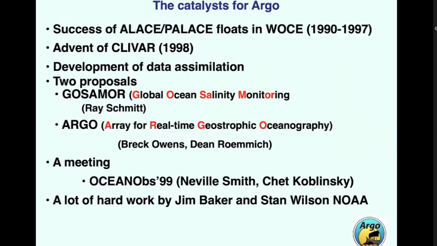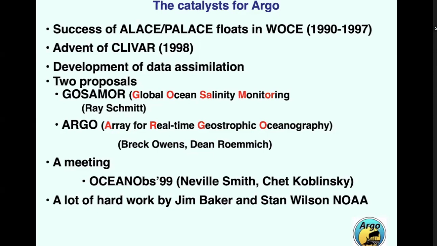And so here are the catalysts for the Argo program. The success of the ALICE and PALICE floats in WOCE, the advent of CLIVAR, which enabled us to continue WOCE-like measurements beyond the 1990s, and two proposals that were put forward. One called Gossamer, Global Ocean Salinity Monitoring, put forward by Ray Schmitt, and the Argo Array for Real-Time Geostrophic Oceanography, put forward by Breck Owens and Dean Roemmich from the USA. And the catalyst really was the OceanObs conference in 1999, run by Neville Smith and Chet Koblinsky, where those two proposals were put forward and endorsed as a means of starting to monitor the global ocean.